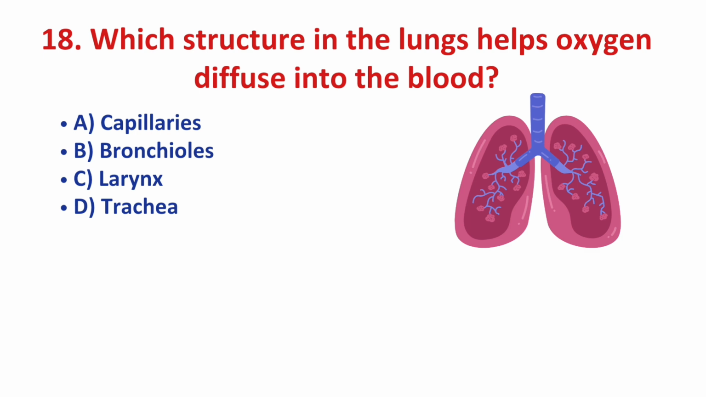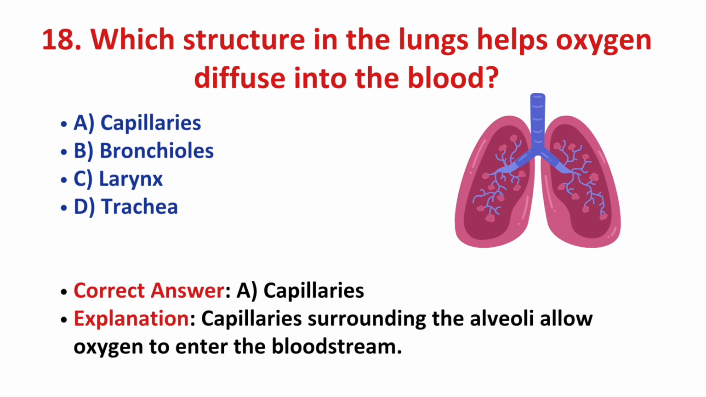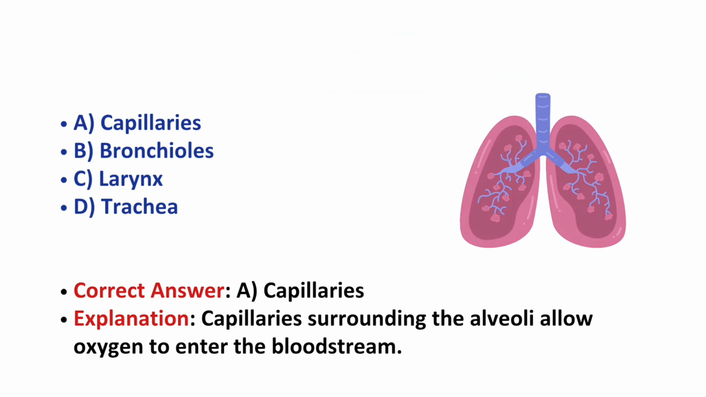Question number 18. Which structure in the lungs helps oxygen to diffuse into the blood? Options are capillaries, bronchioles, larynx and trachea. Correct answer is option A, capillaries. Capillaries surround the alveoli, allowing oxygen to enter the bloodstream. So capillaries help oxygen to diffuse into the blood.